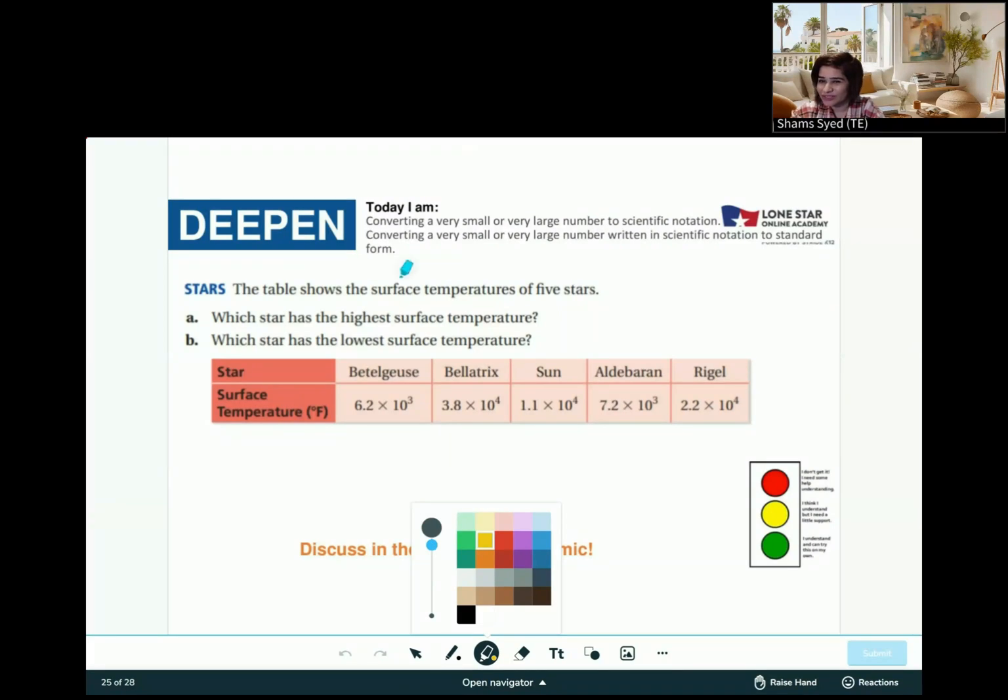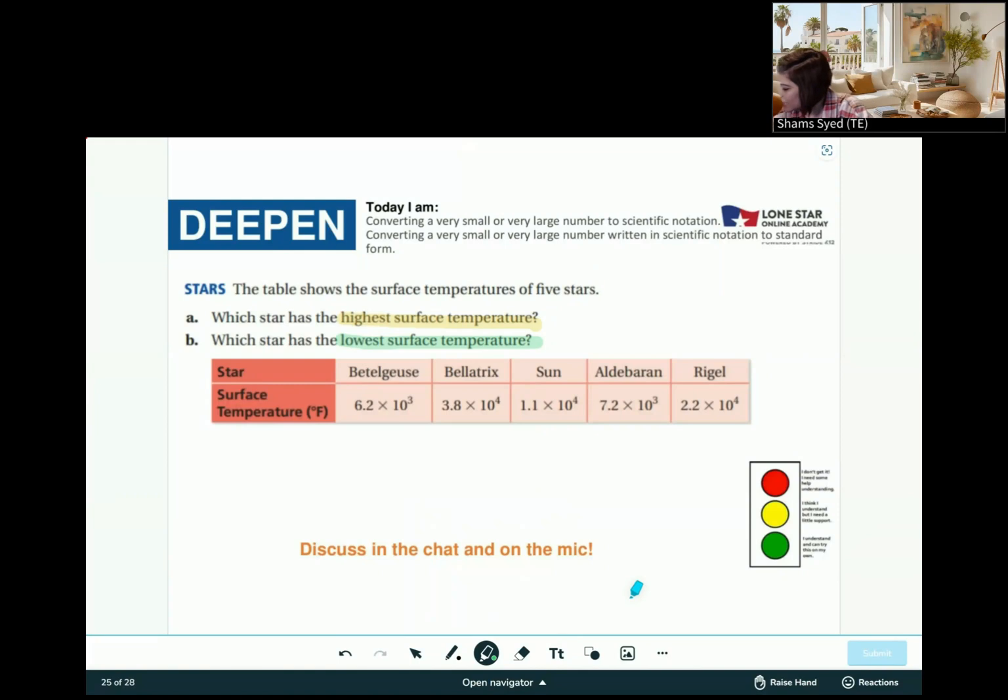The table shows the surface temperature of 5 stars. Which star has the highest surface temperature? And which star has the lowest surface temperature? Let me allow you 2 minutes. Think about it. Normally you do not compare scientific notations. You compare regular numbers. But here are scientific notations. Let's go ahead and figure it out.